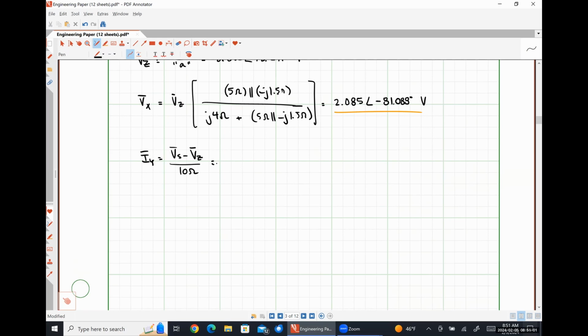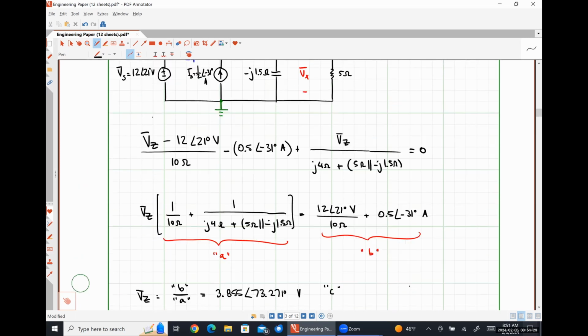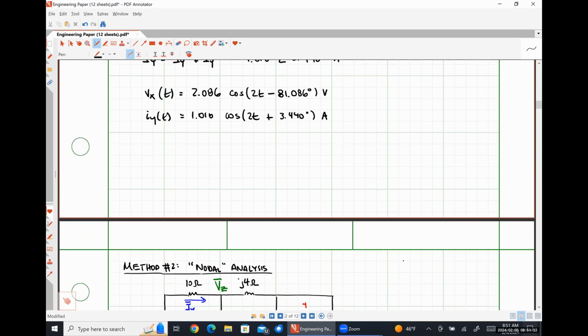Right? So VS was 12 angle 21 minus what I have stored in my calculator as C divided by 10. 1.011 with an angle of 3.451 degrees amps. How does this compare to what we got previously? Again, pretty darn close, just a little bit of rounding error there.